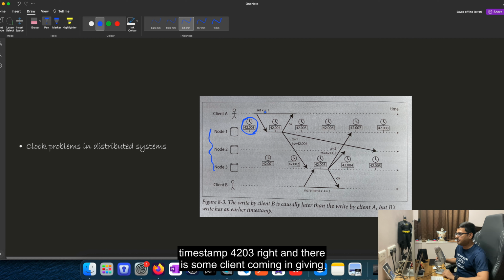And there is some client coming in giving an instruction, set value x to 1, and we are pushing this update to node 1. Node 1 is receiving a response at 42004 that the update is successful. Because of the replicating nature of the multi-leader system, we are passing along the updates to node 3 and node 2 from node 1.